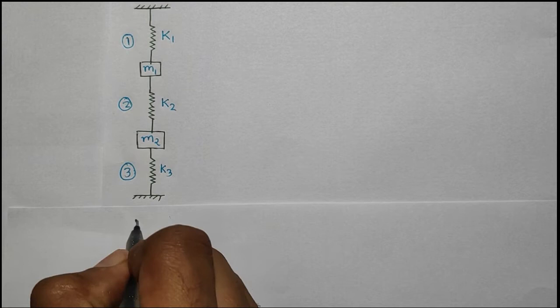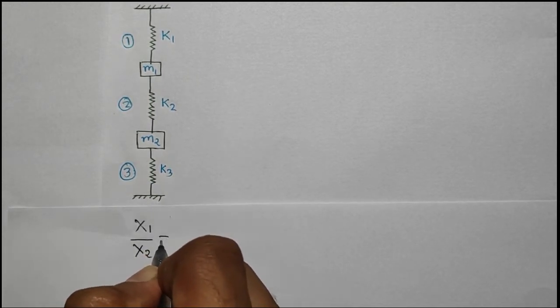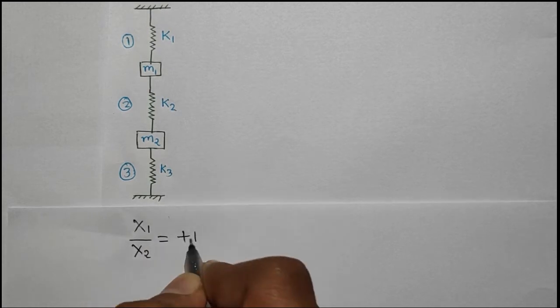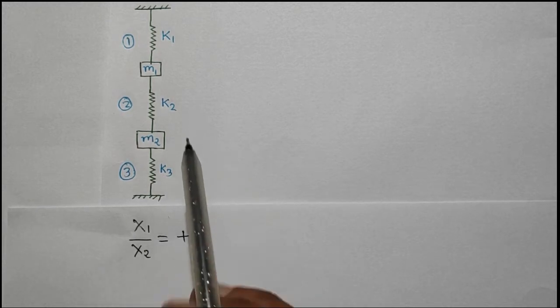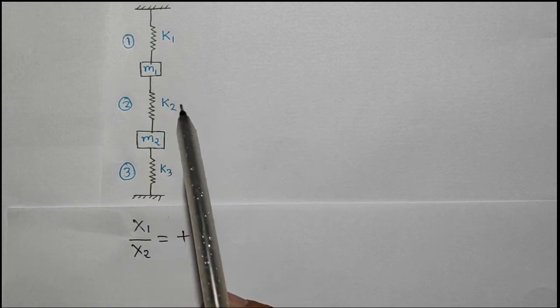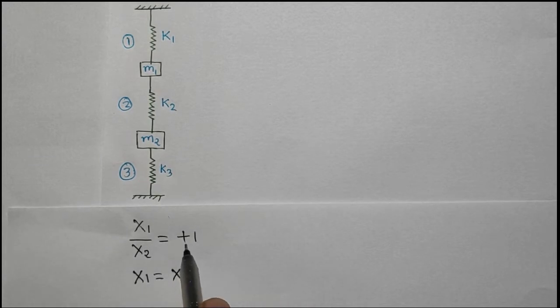Equation number 7 is x1 upon x2 is equal to plus 1. Means when the system vibrates with omega n1 frequency, then the amplitude ratio of both the masses is equal to 1. Means the amplitudes of both the masses are the same. Hence, x1 is equal to x2. This plus sign indicates that the direction of motion of both the masses is also the same.